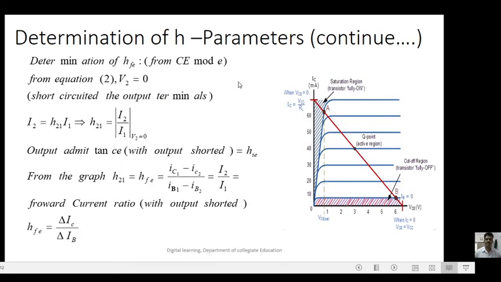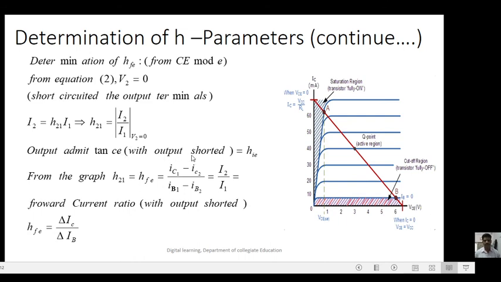Determination of H parameters is continued still. Determination of HFE from CE mode, from equation 2, V2 is equal to 0. So I2 is equal to H21 I1, so H21. In this section V2 is equal to 0, the output terminals are short circuited, on the right hand side of the black box. If the voltage V2 is 0, then I2 is equal to H21 I1, so H21 equals I2 divided by I1 at V2 equal to 0.